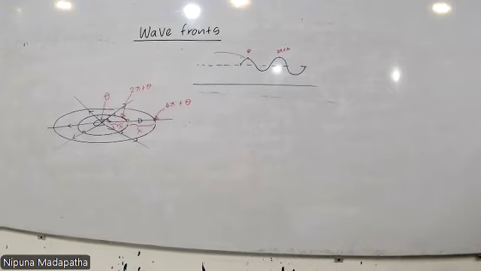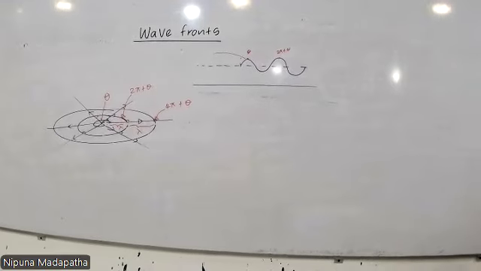Next is the phase difference of the particles vibrating on two adjacent, consecutive wavefronts is equal to two pi, which is 360 degrees. Pi being an angle 360.